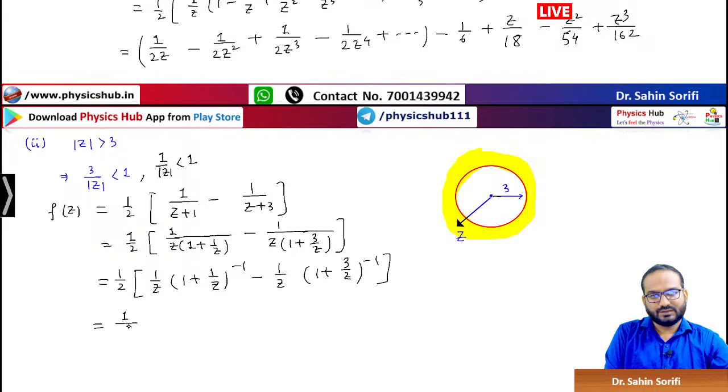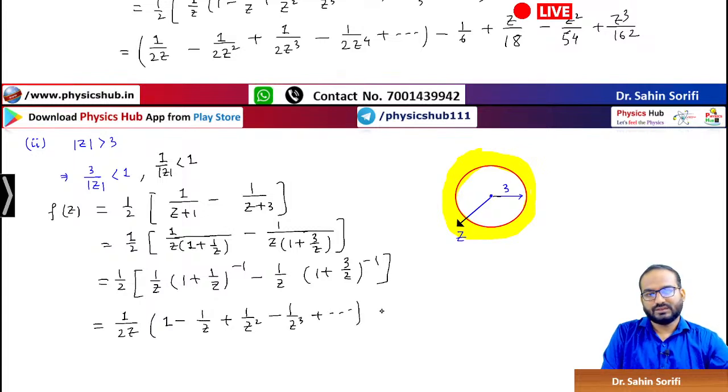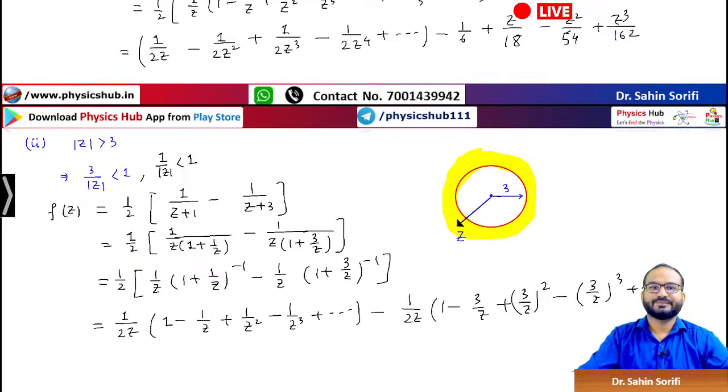So this is 1 by 2z, 1 minus 1 by z plus 1 by z square minus 1 by z cube plus so on, minus 1 by 2z, 1 minus 3 by z plus 3 by z whole square minus 3 by z whole cube plus so on.